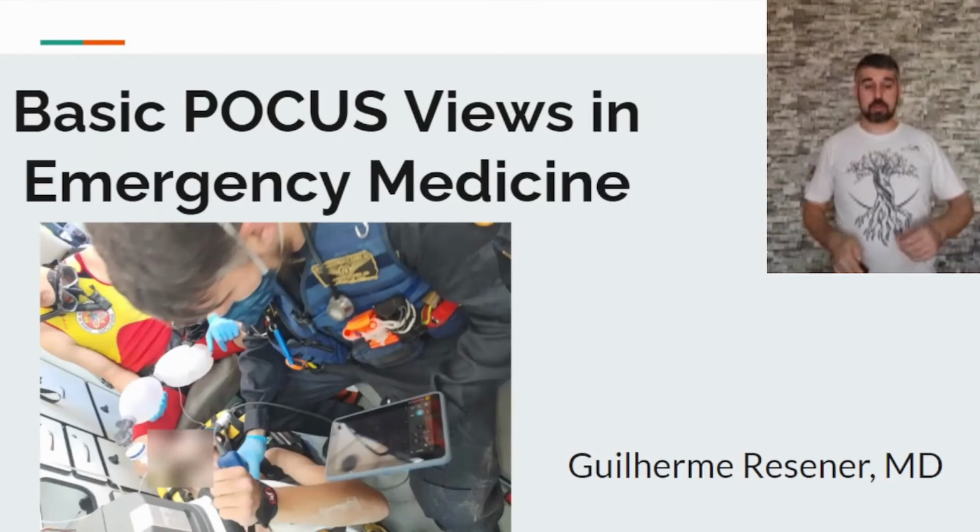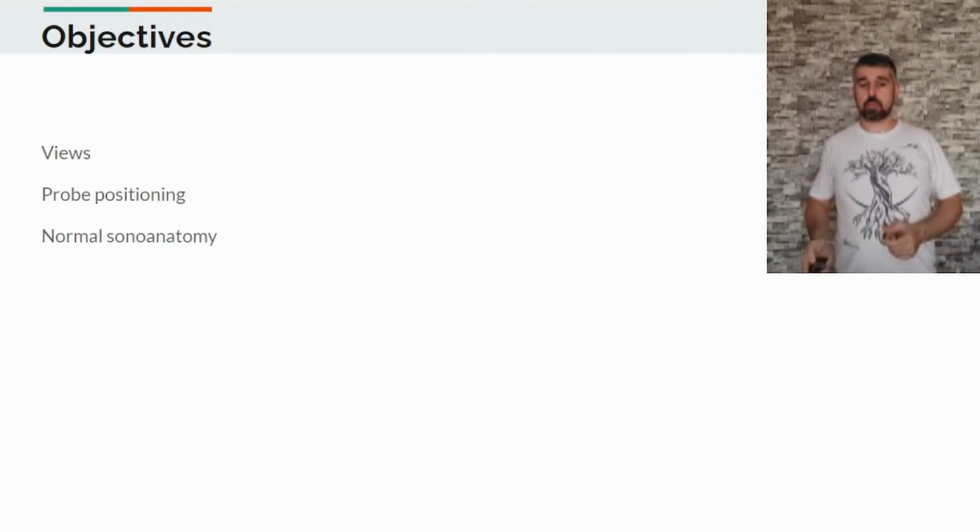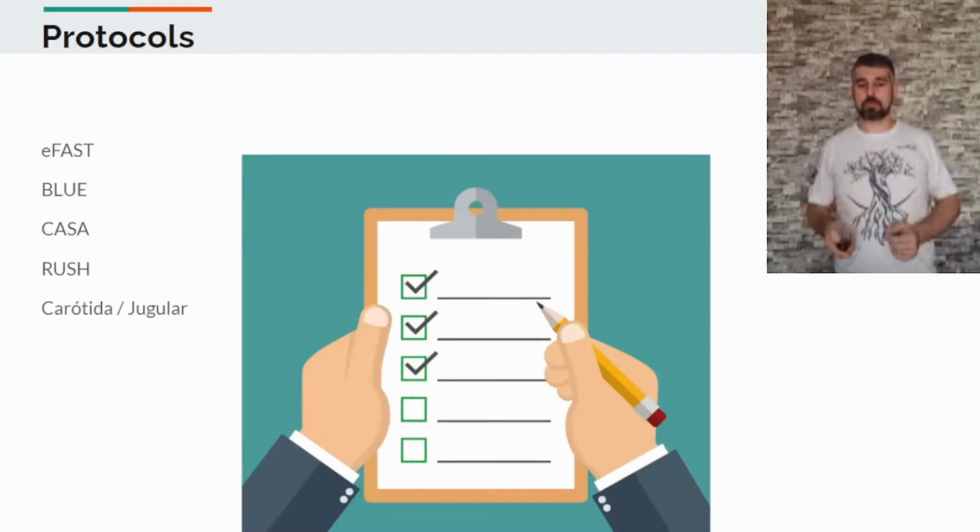So welcome. Today we'll be talking about the basic views when we are doing point of care ultrasound in emergency medicine. So what are we going to talk about today? Well, mainly what views do we use, where do we position our probe, and what's the normal sonoanatomy. So when I put the probe there, what do I want to see in a normal healthy person?